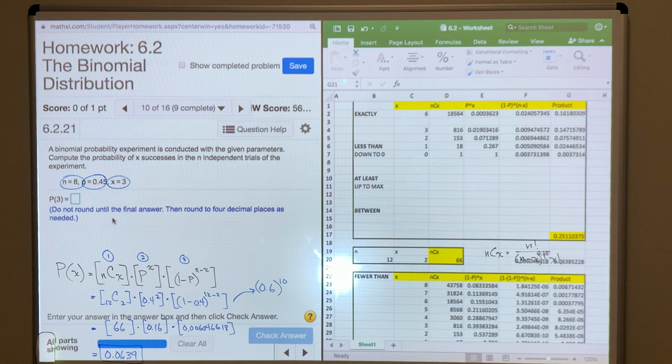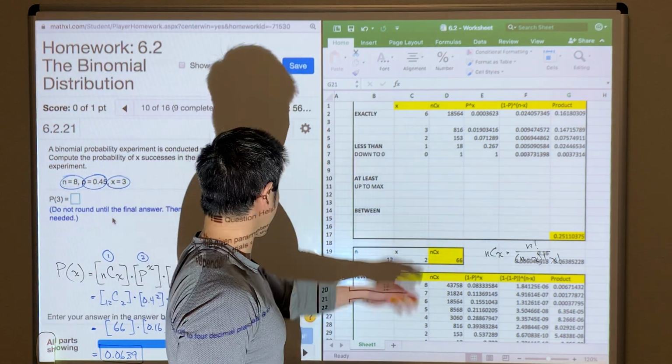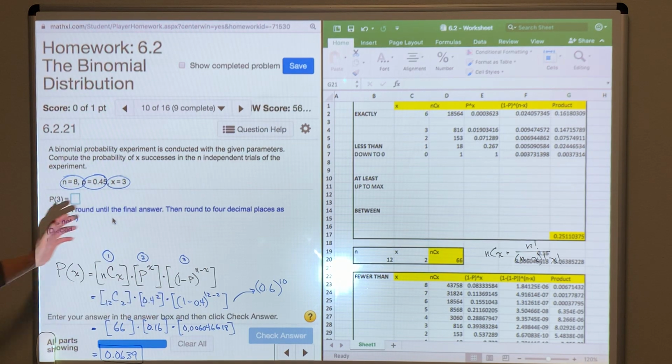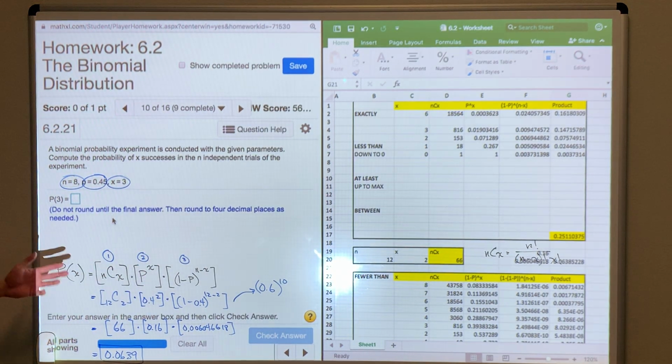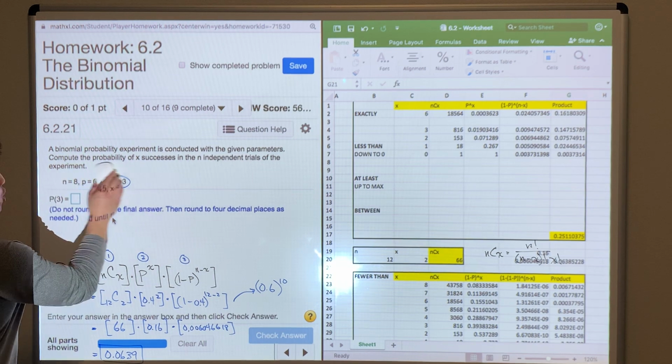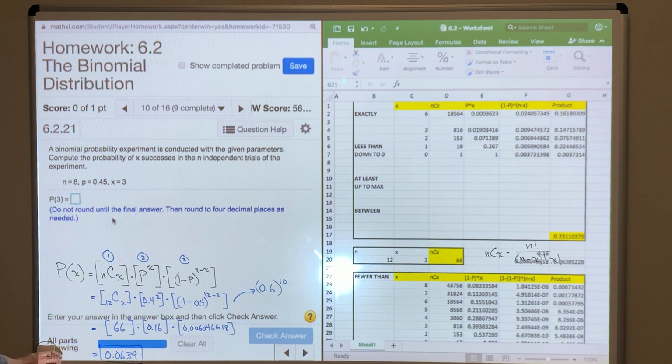Okay, so let's take a look at the next one. And I'm going to actually calculate this on my spreadsheet over here as opposed to doing it by hand. But I'll leave this up here so that you can see what was done in the previous problem. We're going to do the same thing over here. So if you take a look at my problem, yours might be different. We have a new n, n number of independent trials. We have a new probability for each trial.